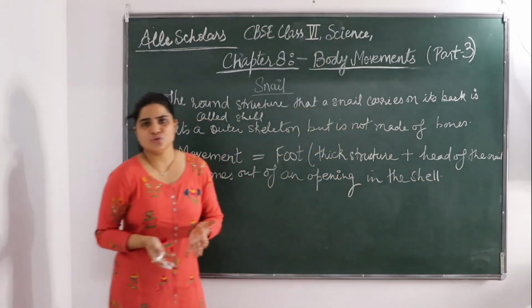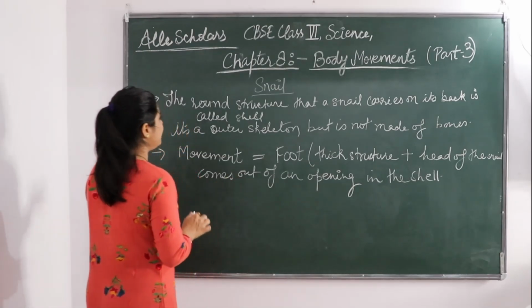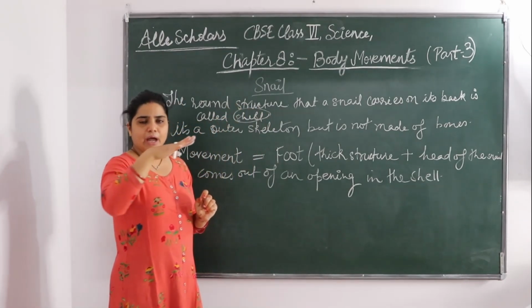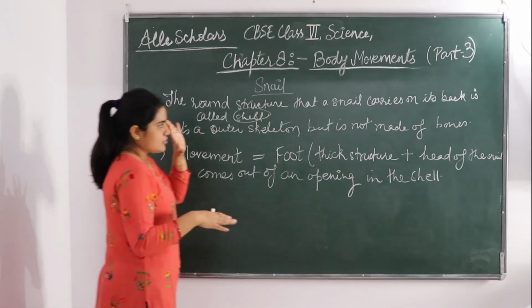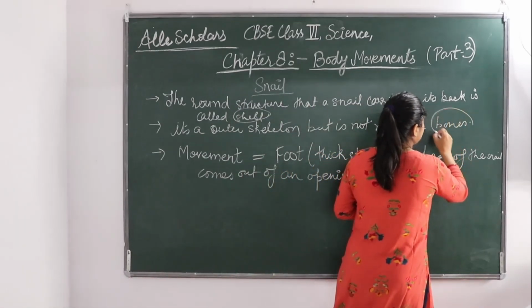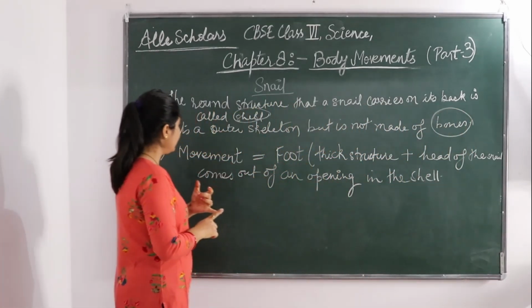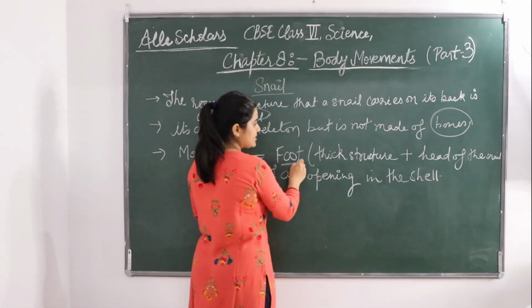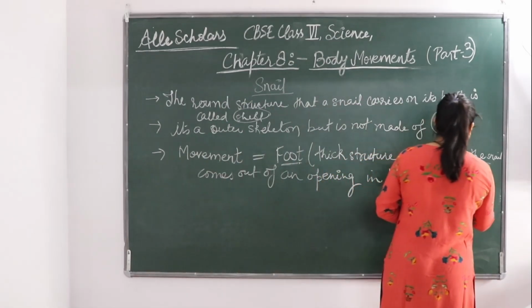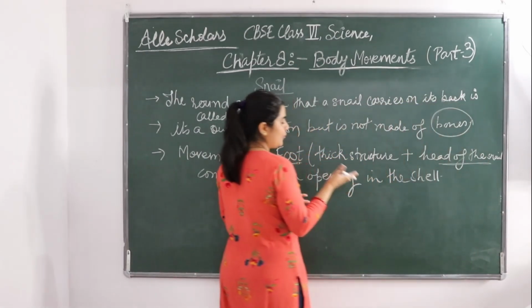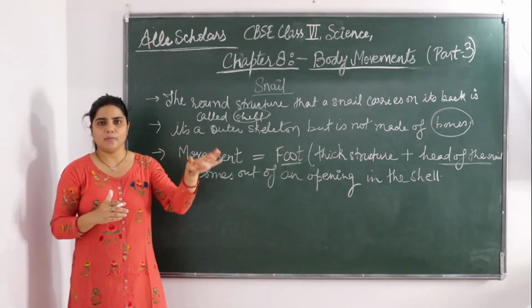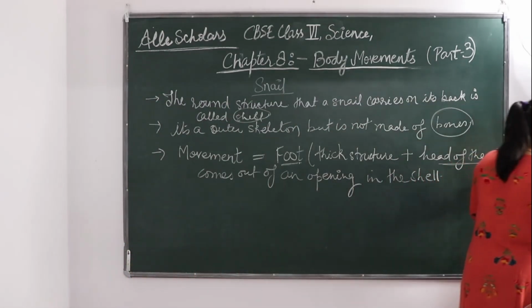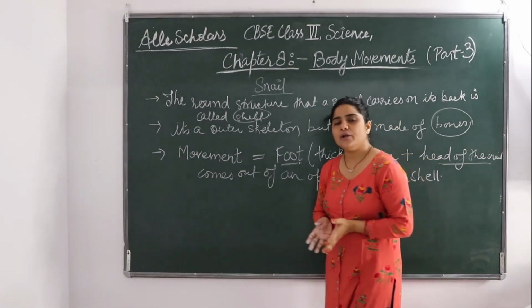So there is not much to study about the snail. The only thing we can know about the snail is about its shell that is present on the back of its body. It again does not have any bone, the way earthworms don't have any bone. And its movement: the foot, which is a thick structure, plus the head of the snail, come out of an opening in the shell present on the top of the body, which helps in the movement. So we have seen earthworm and snails, they don't have any kind of bones.